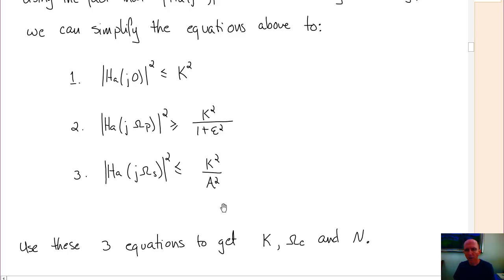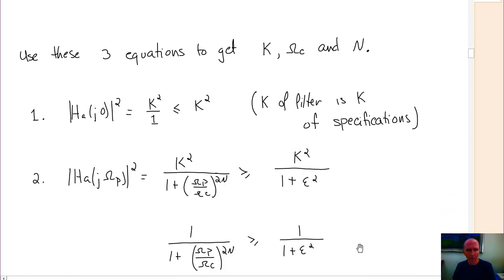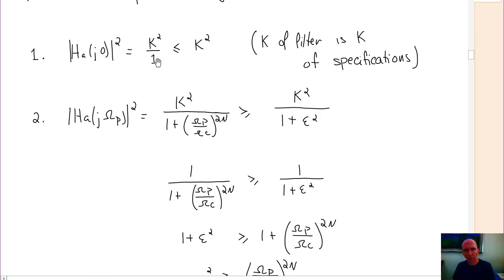And so we have 3 inequalities here. And we can use these 3 inequalities to get the 3 unknowns from our filter. The 3 unknowns are k, omega c, the cutoff frequency, and the filter order n.